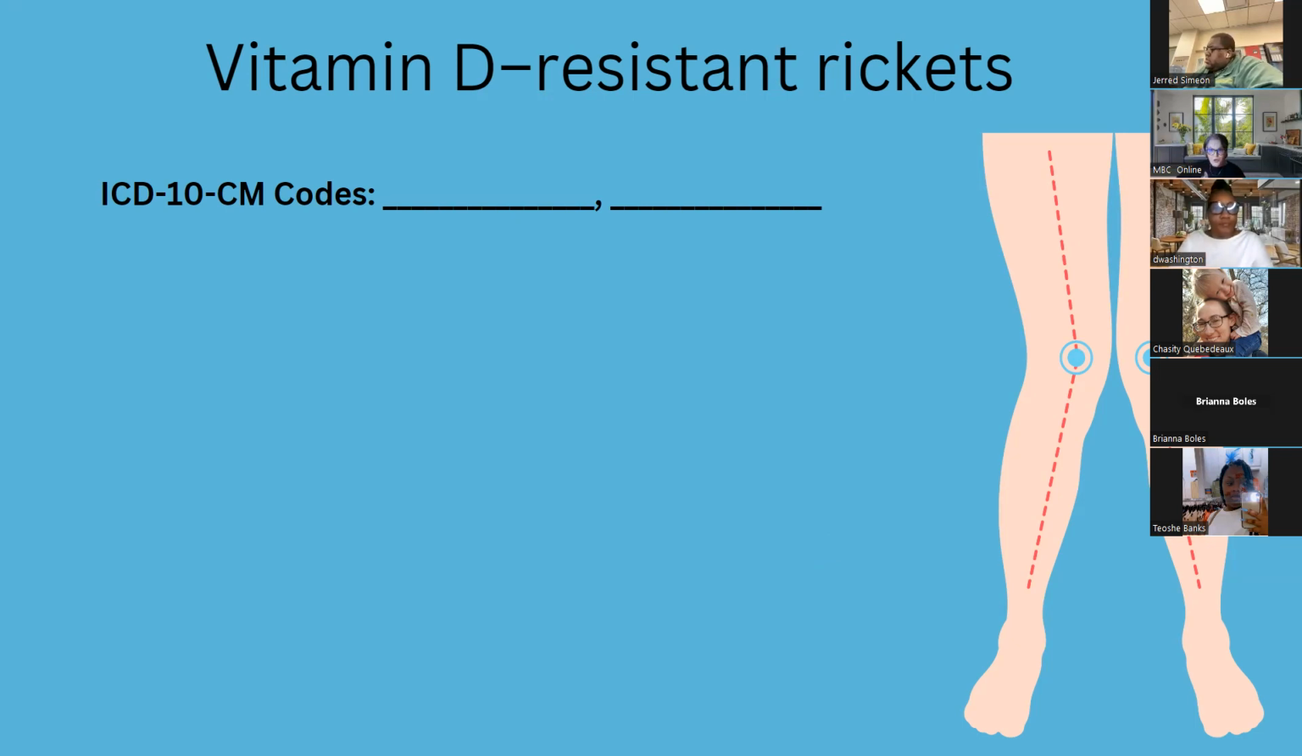Rickets. You're right. So we're going to look in our alphabetic index for rickets. Miss Danielle, the hamster took a break. Alphabetic index, we're going to look for rickets.